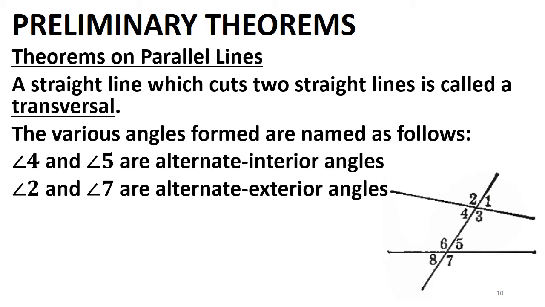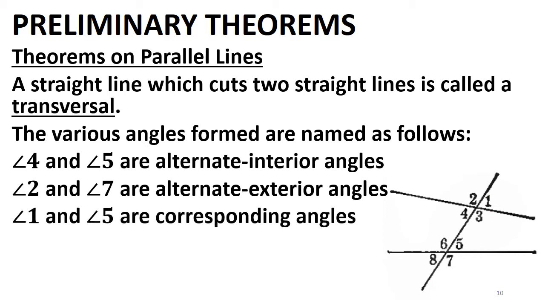Sino pa yung mga walang pangalan? Meron din tayong tinatawag na corresponding angles. Magkasunod. Ito. Angle 1 and angle 5 are corresponding angles. 1 and 5. Sino pa yung corresponding angles? 2 and 6. 4 and 8. 3 and 7. Okay, yun yung tinatawag nating corresponding angles.